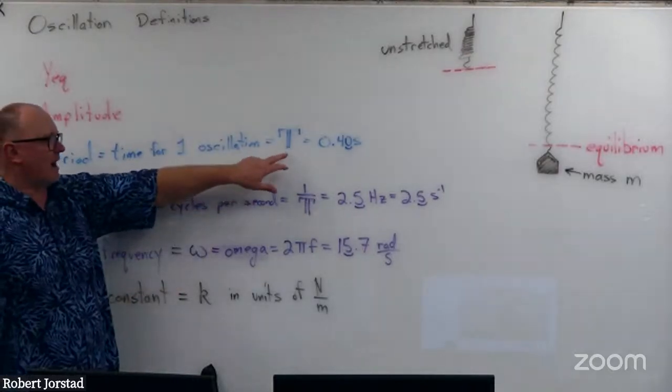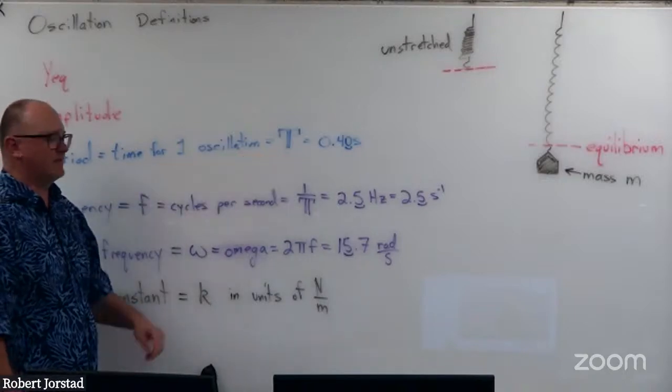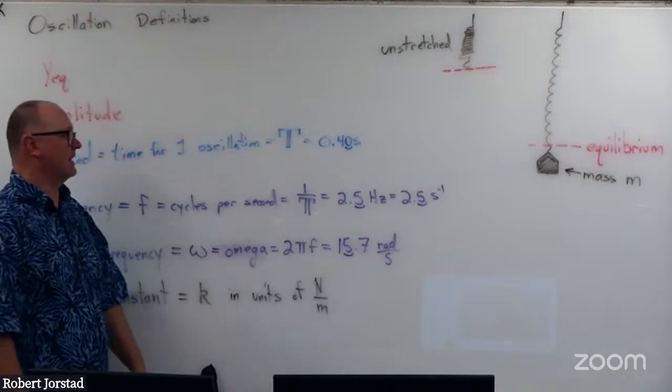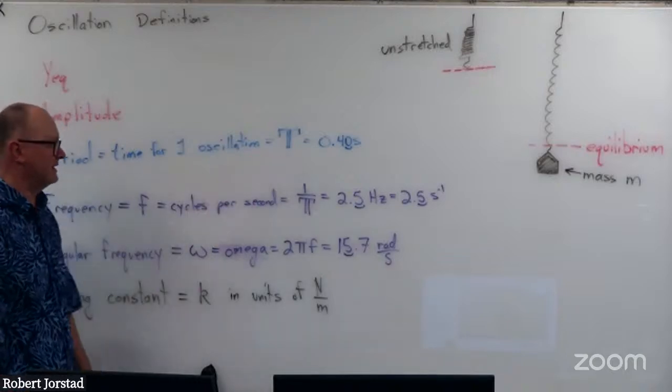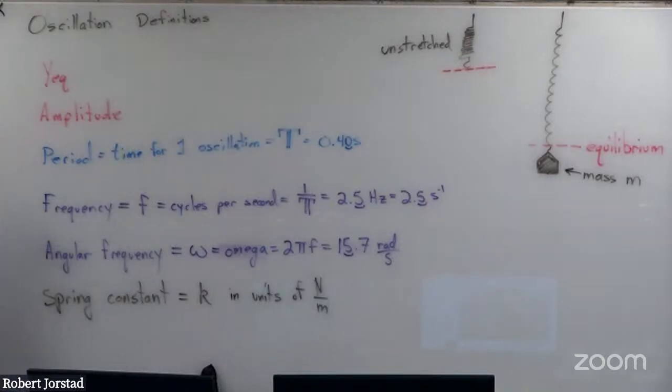Similarly, that's why I'm writing period this way with this kind of funky looking T, because we've got time, we've got tension, we've got torque. There's a lot of different letter T's that we could be using. So I'm going to use this double T for the pendulum. All right, now amplitude and Y equilibrium.